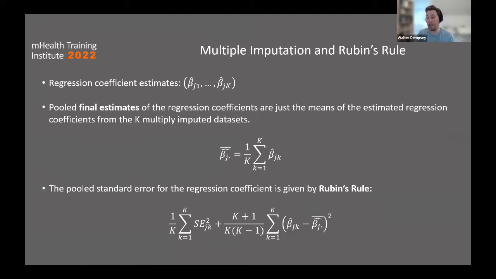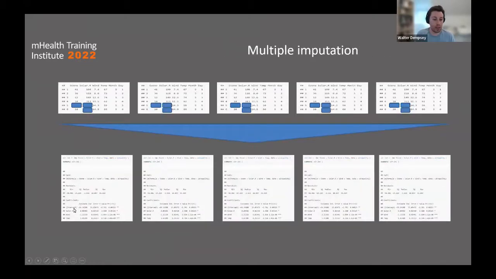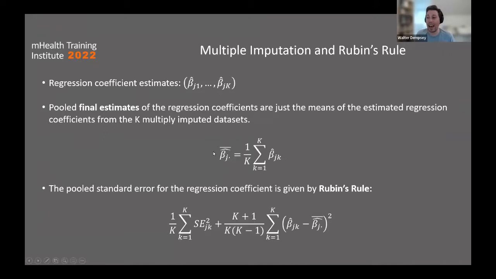And the basic idea of multiple imputation is just, I have beta hat J1 through JK. What I'll do is take the average of them. So if I'm looking, for example, at the intercept, I have 5 different intercept values. The best thing to do would be to take the average of those 5 different intercepts. For the standard errors, you have to be a little bit more careful.